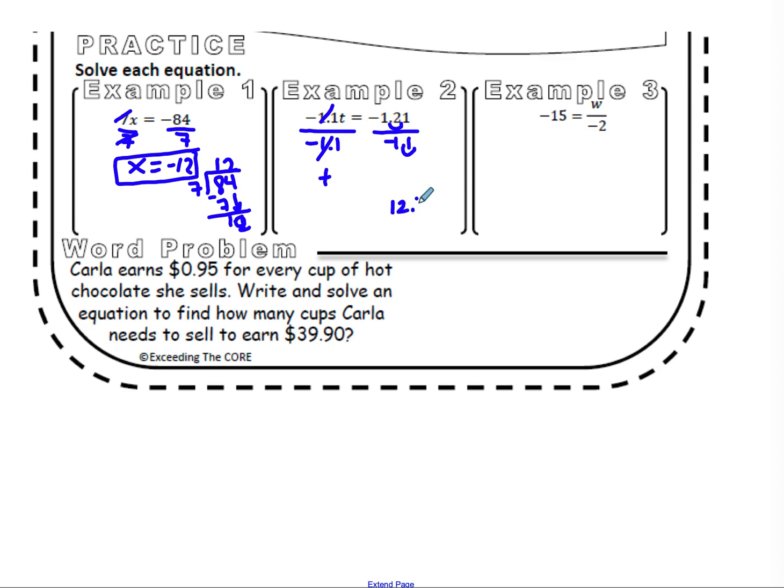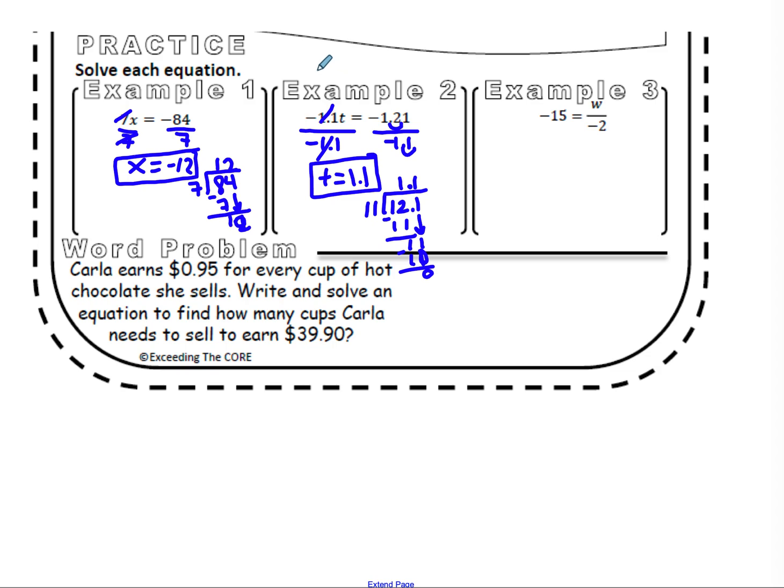And I know a negative divided by a negative is a positive, so I'm going to have a positive answer here. 11 goes into 12 once. 12 minus 11 is 1. We bring down this 1, and we do need to make sure we bring that decimal up. 11 goes into 11 once. Whoops. And we subtract, we get 0. So our answer here is t equals 1 and 1/10.